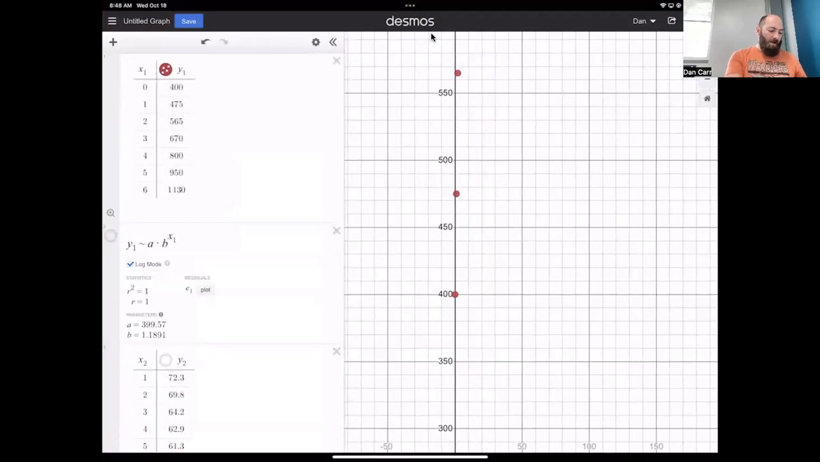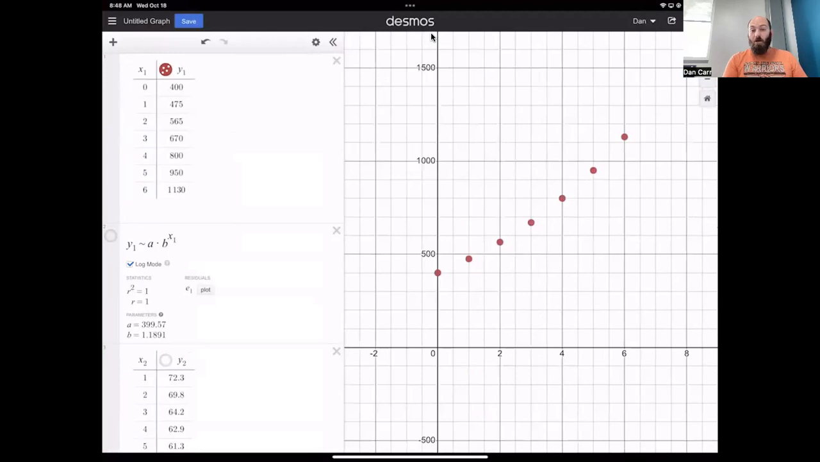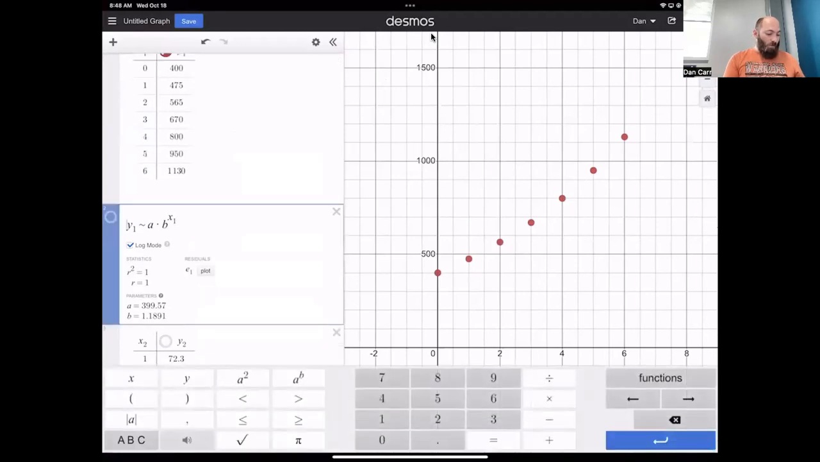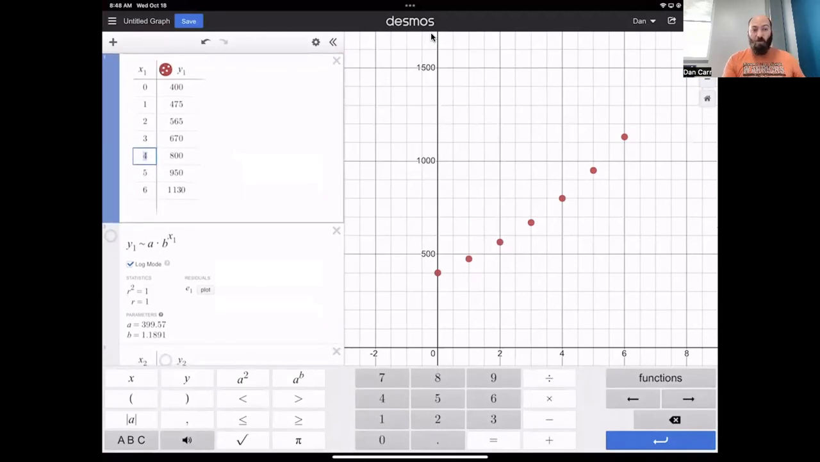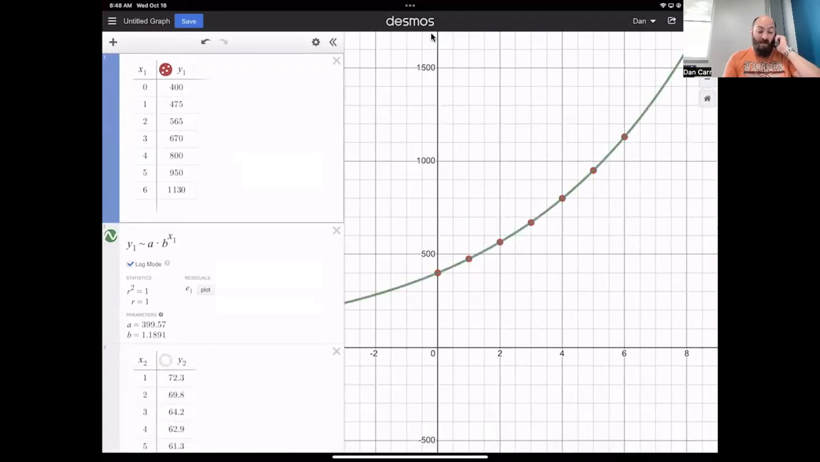Here is my bacteria after a certain amount of hours. What you type in, you see down here, it is Y1, and there's that tilde, that approximately equal to idea, A times B. I put X1 in the exponent, because remember, it needs to refer back to this table where it's X1 and Y1. So when I graph that line, it looks like that, and a pretty perfect fit. In fact, it says R squared is 1, 100% of the points are on that line.